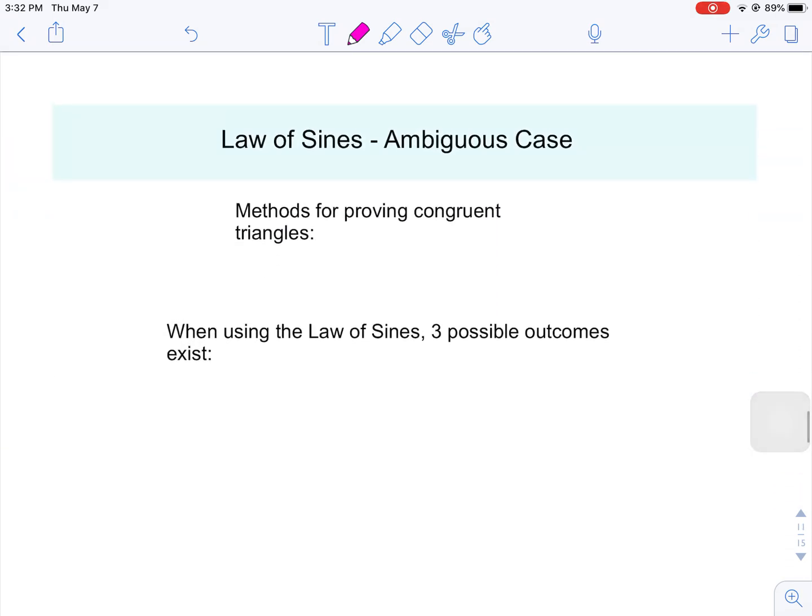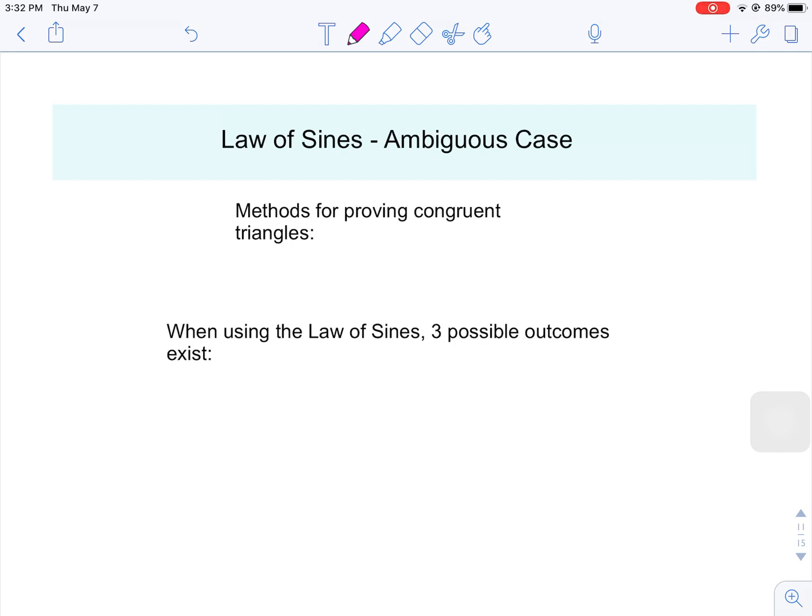Now, sometimes we have something with law of sines called the ambiguous case. The ambiguous case arises when we are solving for an angle inside a triangle, and I'll show you why that happens in a minute. But let's just think about when we would have this kind of problem.